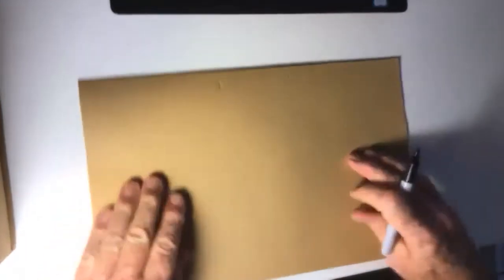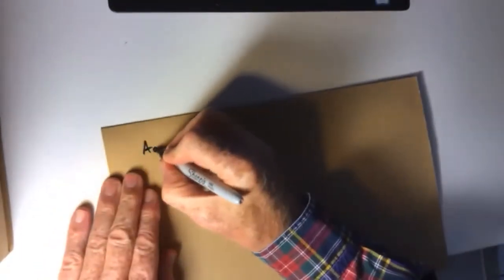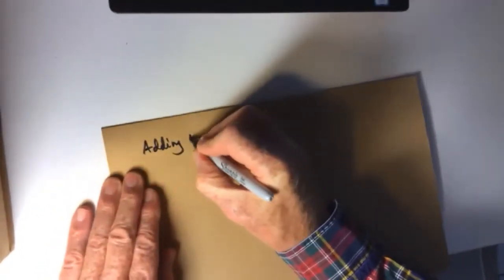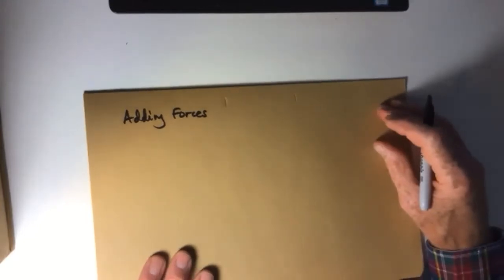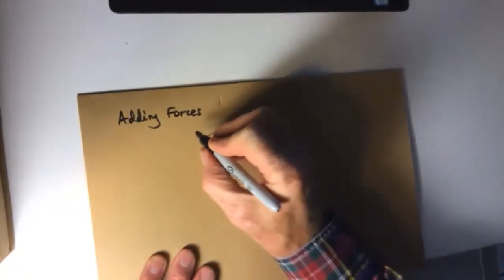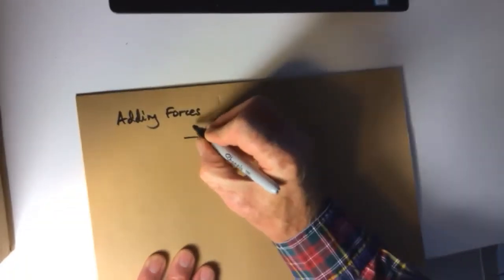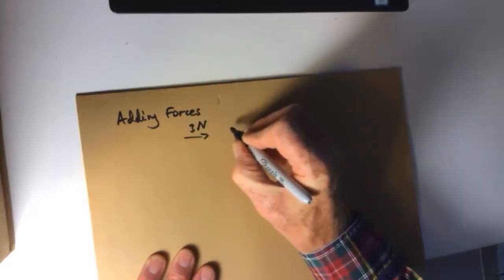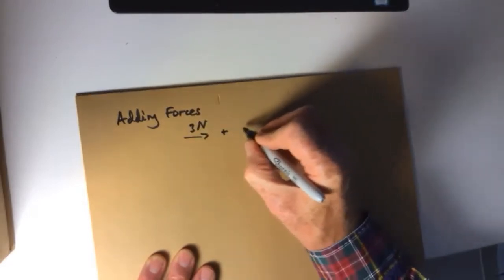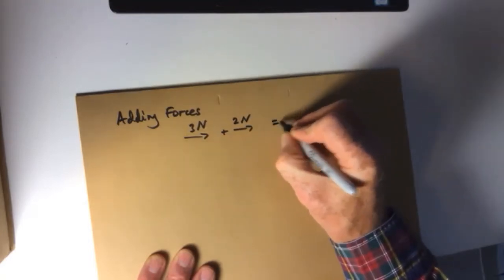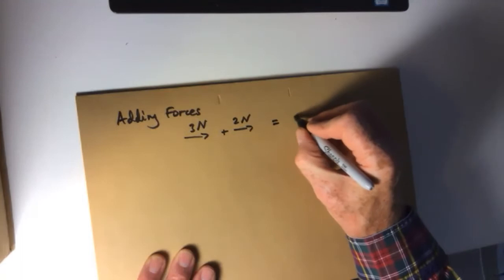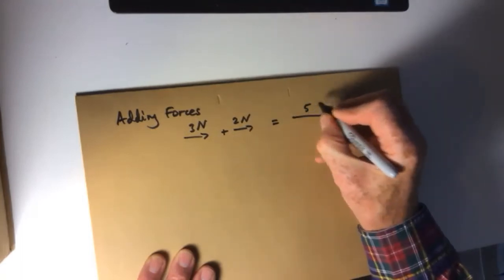Adding forces together. Okay, adding forces is pretty cool. Right, here we go. Adding forces. Guys, you're going to race home with this one. All right, imagine you've got 3 newtons going that way, and then you get another force going that way, which is 2 newtons. I know you're already ahead of me. You add those 2 together, and that gives us 5 newtons.